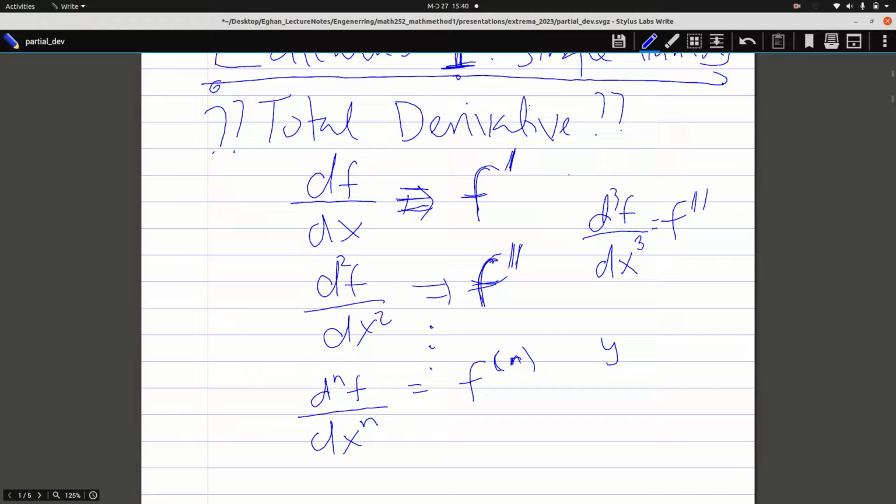Now note that if I have y squared, it's not the same as writing y to the power bracket 2. This is a power square and this is a derivative, the second derivative. So we take note of that.